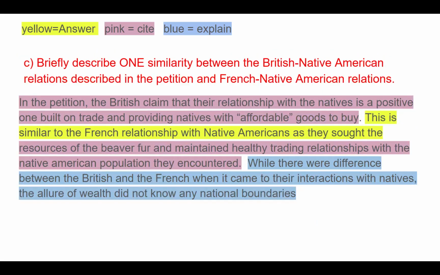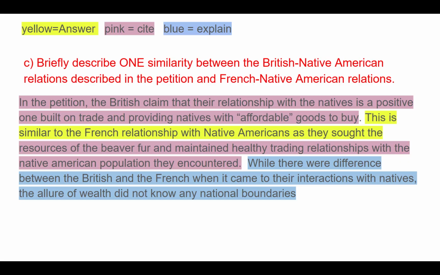And then here's letter C. Briefly describe one similarity between the British Native American relations described in the petition. So again, if you can read, you can figure that part of it out. Then the College Board is saying, and French Native American relations. That part of the prompt is not in the document. So this is testing you. Do you know anything outside of what you just read? And can you connect what you just read to something that's outside?